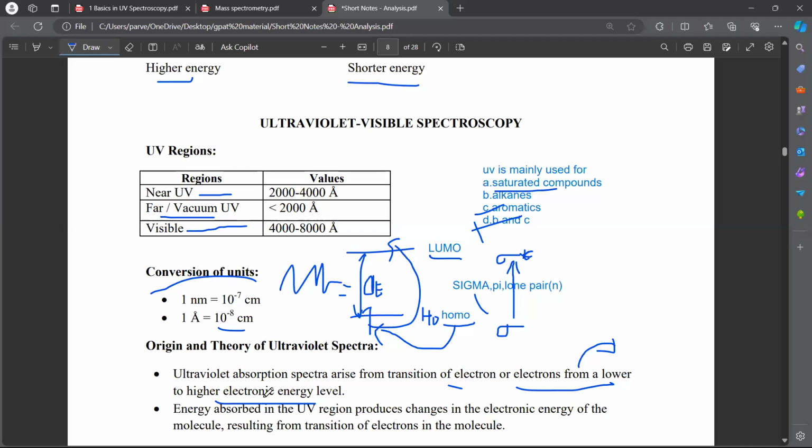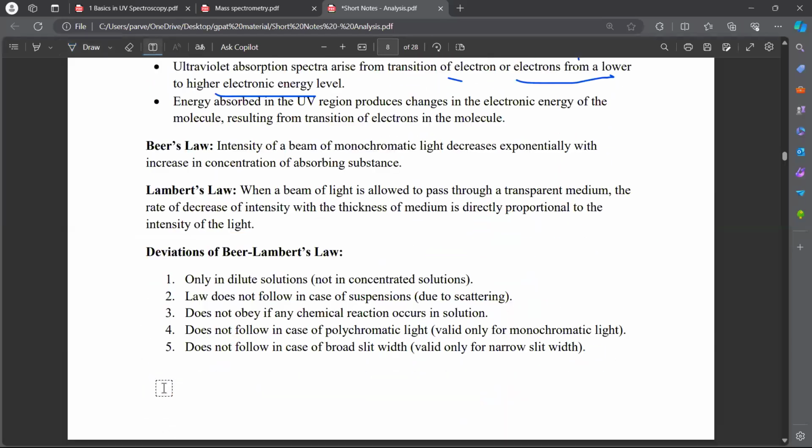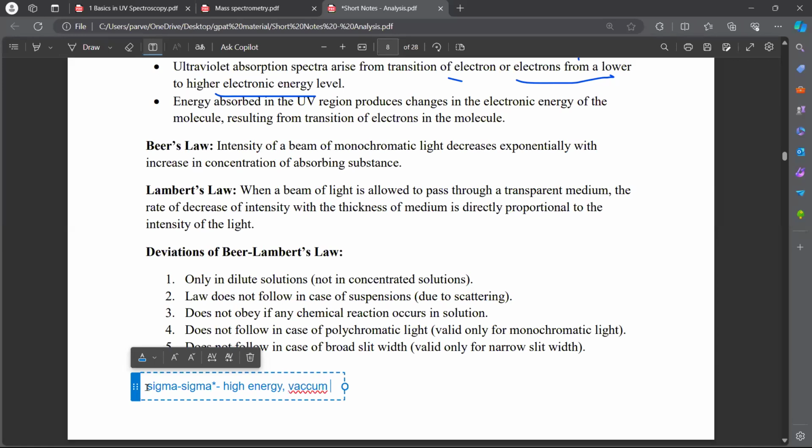So basically the pi star transitions. Let us have the pi star transition, pi to sigma star. Basically the sigma star transitions. The sigma star transition requires high energy, and basically it occurs in the vacuum UV. Here you have to remember, guys, vacuum UV is generally around 150 nanometers.